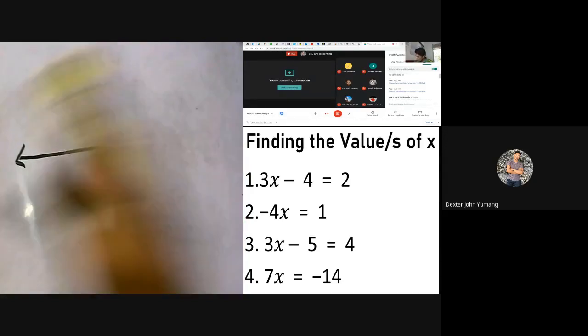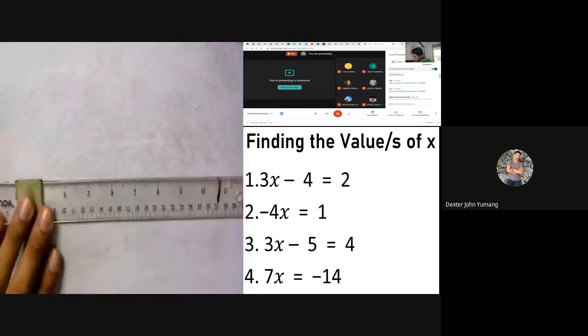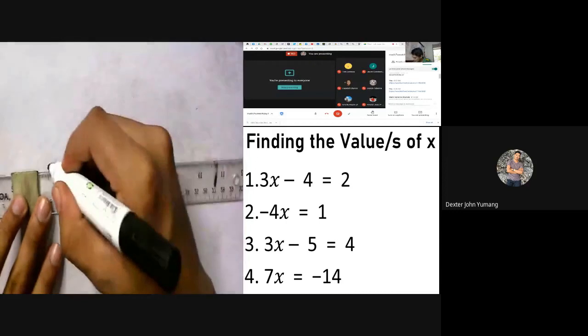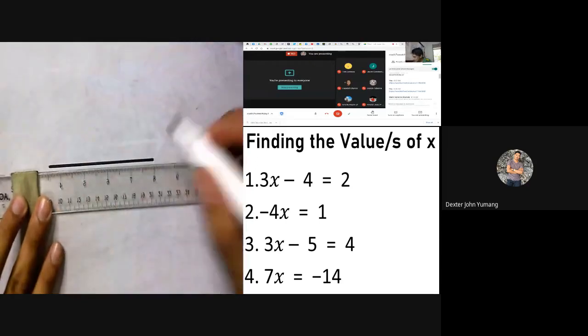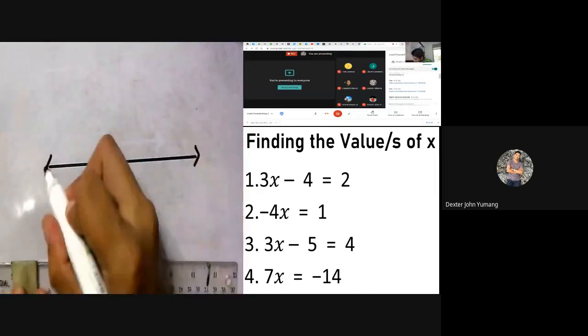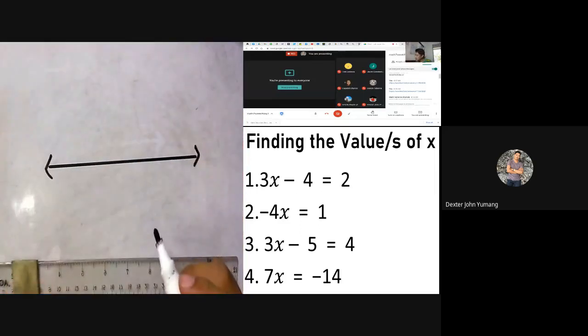I'll show it so you can see. I'll be using a ruler, so my line is straight. Okay, that one. Add more to it. Okay, add an arrow. So, the answer earlier, what was the answer, class?